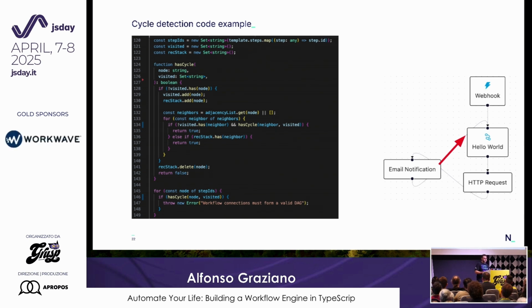And in order to do so, we can just write a simple function which checks for every node and runs a DFS, which is a depth first search. And we check that we are not reaching again the same item.